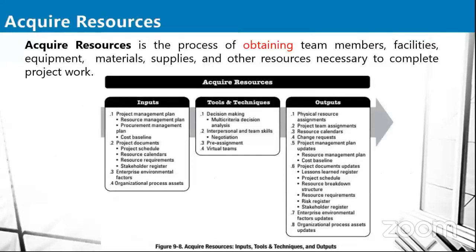So now we are going ahead to acquire those resources. We have considered the resources we need. We have considered the human resource we need. We have considered the materials we need. Now we are going to the market to get those materials. Acquiring resources is the process of obtaining the team members, facilities, equipment, materials, supplies, and other resources needed to complete the project. Very simple. You have your inputs, tools and techniques, and outputs. Based on what you have, you're going to make decisions, so you're going to have decision-making criteria. You have to use your interpersonal and team skills.